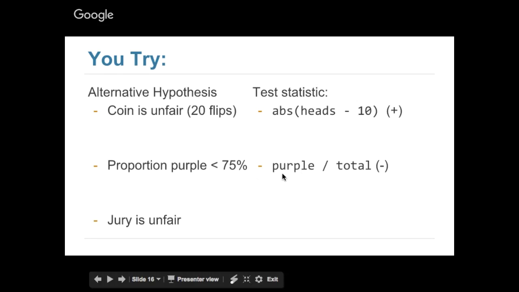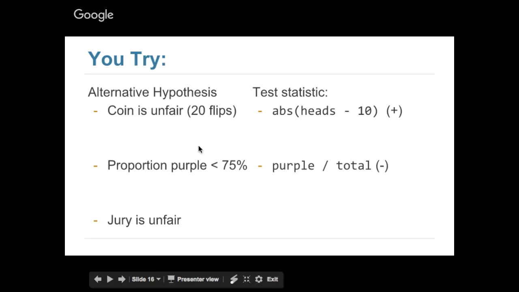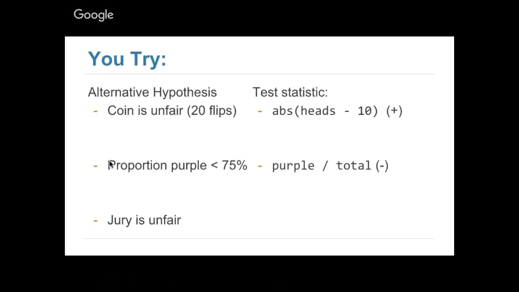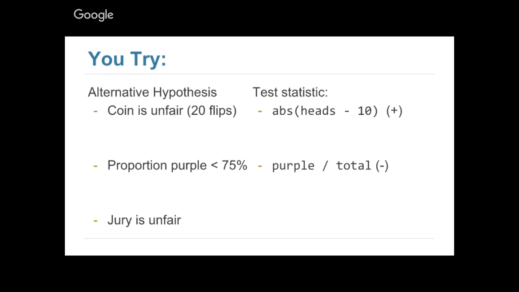If I had said the number of purple flowers is in the variable purple, and the total number of flowers is in the variable total, then I would want to do purple divided by total. What I'm really computing here is the proportion by itself, not doing anything special to it, and just looking in a negative direction. Whereas here, I do have to take heads minus expected value and then take the absolute value. So here the proportion by itself is fine. Questions about that?